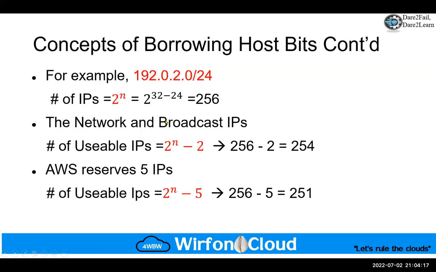So for this example, it's spoken about the number of IP addresses from the prefix, how to calculate that. We know the network and the broadcast IP addresses. We do not put those on the router, so we subtract those two IP addresses, which leaves us with 254 usable IP addresses. Now on the AWS platform, AWS reserves the first 4 and the last IP address. So that's a total of 5. So to get the number of usable IP addresses on the AWS platform, we have 2 to the n minus 5. So the first 4 IP addresses and the last IP address. So in this case, on the AWS platform, we have 256 minus 5, which leaves us with 251 IP addresses.